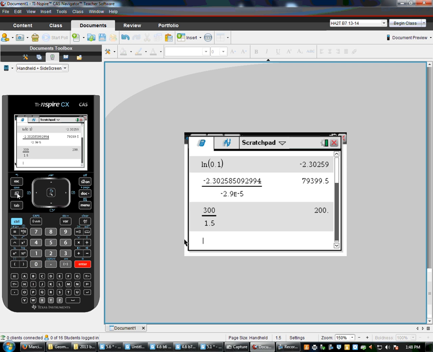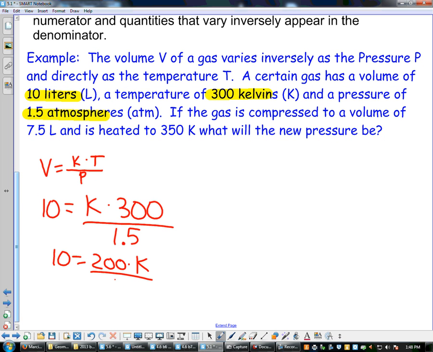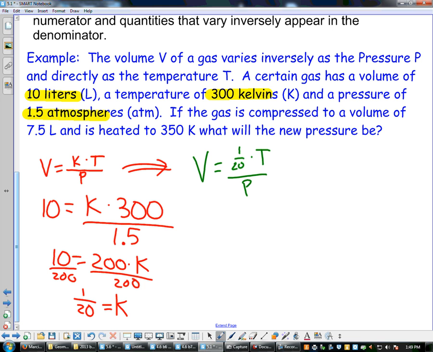300 divided by 1.5 is 200. So that means we really have 10 equaling 200 times the constant. And if we divide both sides by 200, we would get 1/20th as our constant K. That means our equation here could be rewritten V equals 1/20th times T over P. And if you want to write 1/20th as a decimal, you could.